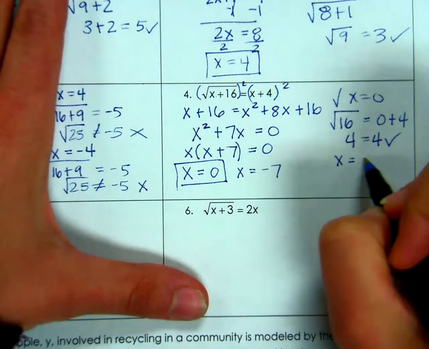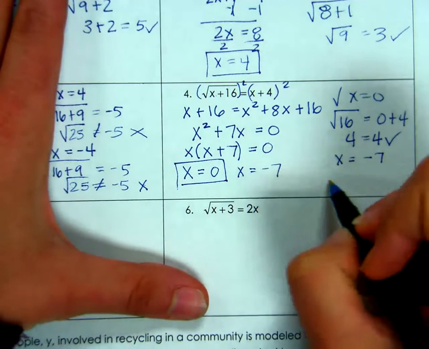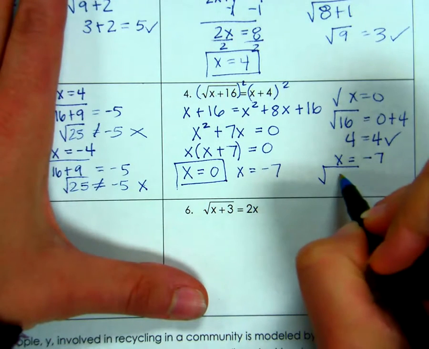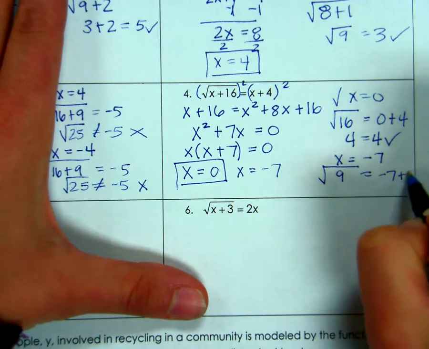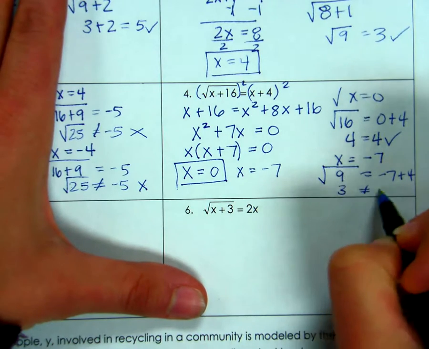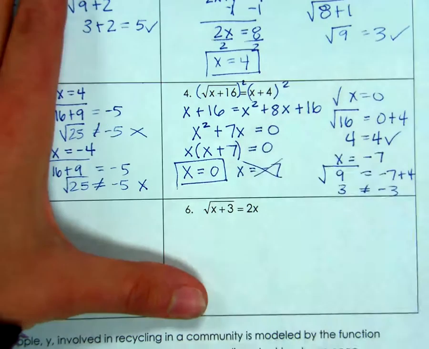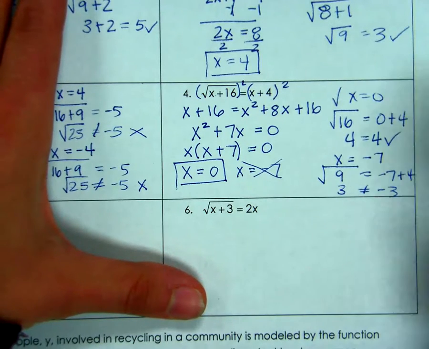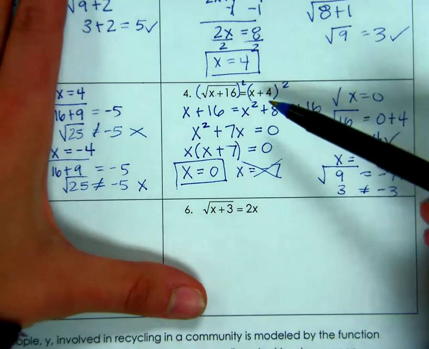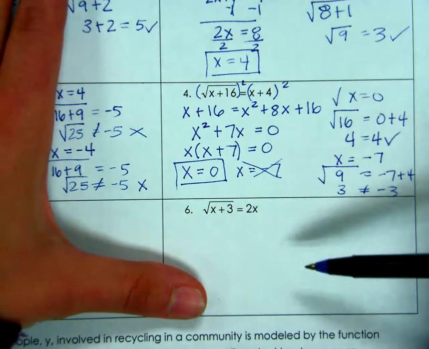If we check for x equals negative 7, negative 7 plus 16 is 9. Does 9 equal negative 7 plus 4? 3 does not equal negative 3. So this is not a valid solution. That is an extraneous solution. It came from doing things mathematically correct, but again, when you square things, you lose information.